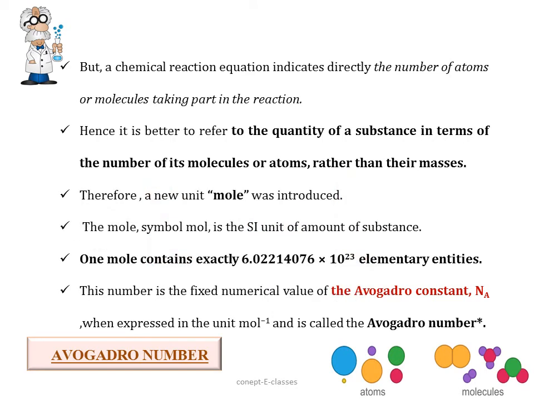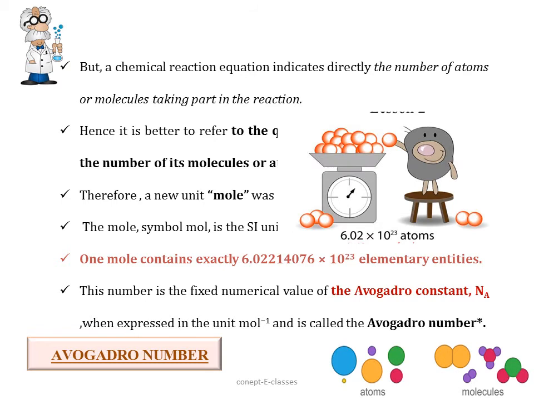Therefore, a new unit called the mole was introduced. Now the mole, symbol mol, is the SI unit of amount of substance, and 1 mole is actually equal to 6.02214076 into 10 raised to 23 elementary entities. Elementary entities mean it can either be ions or molecules or particles. Now this number is a fixed numerical value, and this value is termed the Avogadro constant, NA, which is expressed in the unit mol raised to -1, and it is also called the Avogadro number.